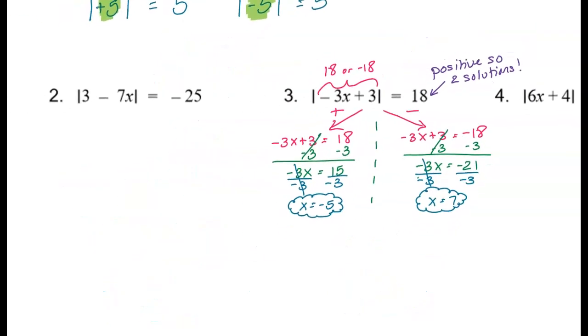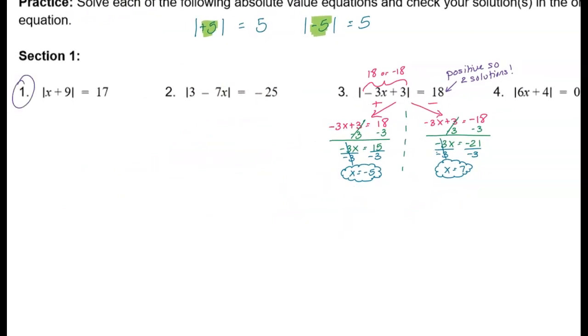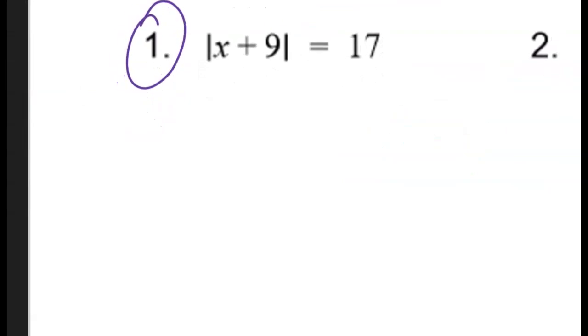All right, you guys go ahead and do number 1. So in number 1, we have the absolute value of x plus 9 equals 17. What did you do first? What should you have done first here, Eli? We have the absolute value is equal to a number. What should we immediately do?